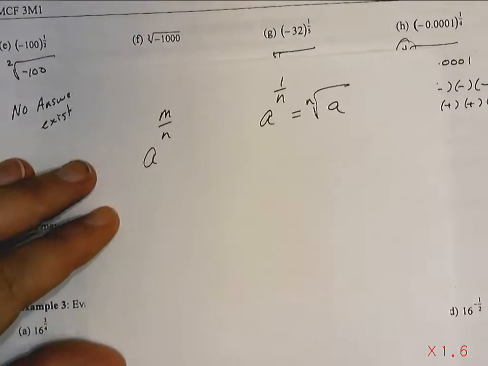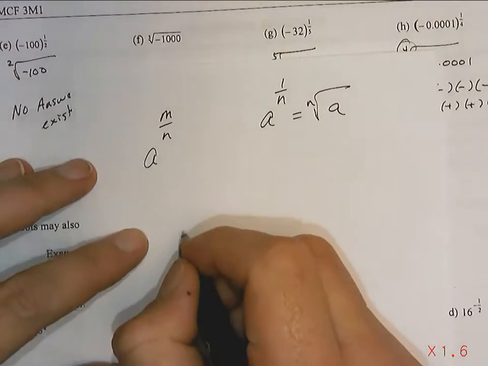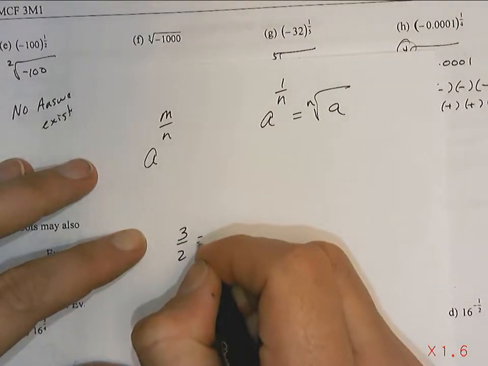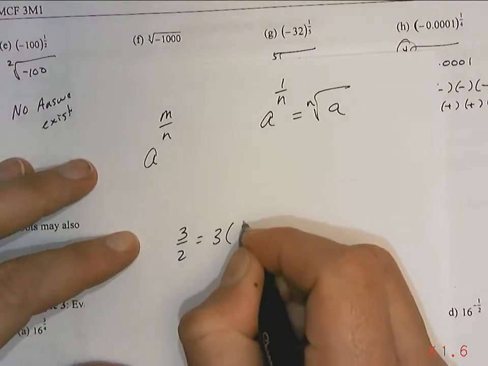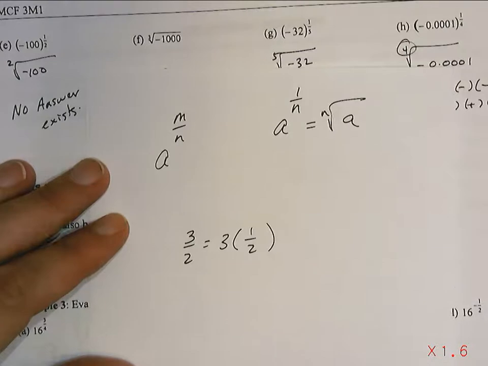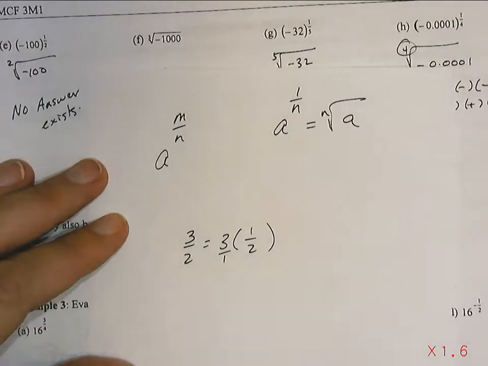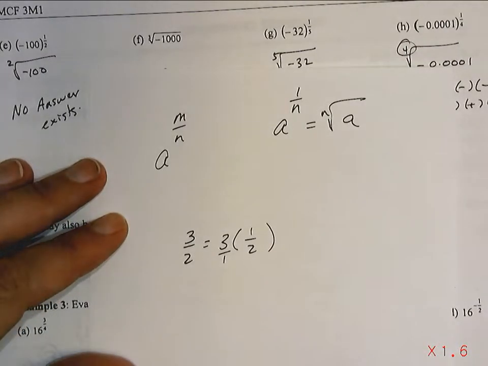Well, to get there, we need to talk about something else. Do you agree with me that if I have 3 over 2, that's equal to 3 times 1 half? Let's think about that. It'd be top times top, bottom times bottom. Yes, it would work out. It would give me 3 over 2.